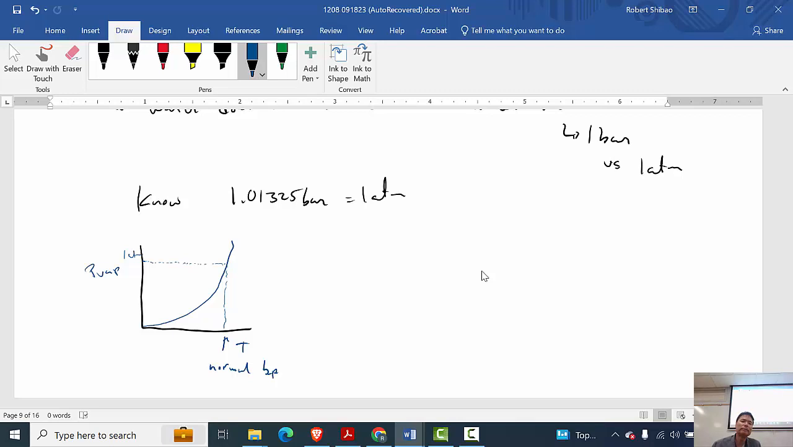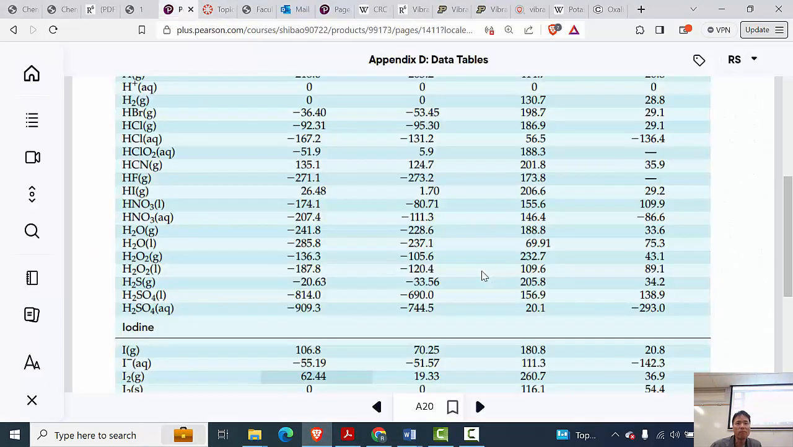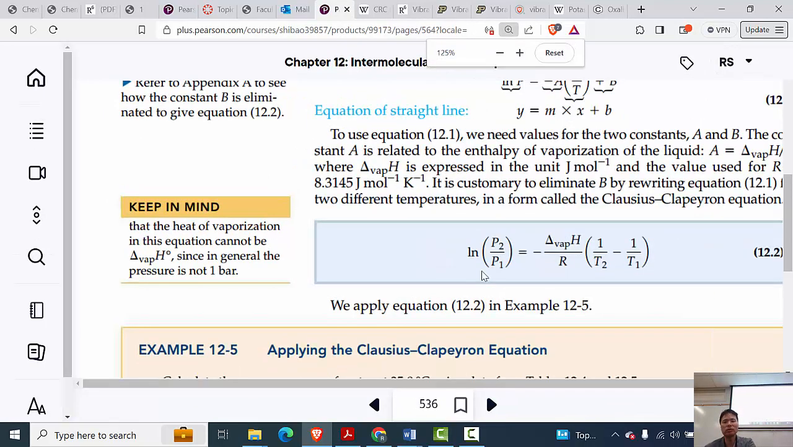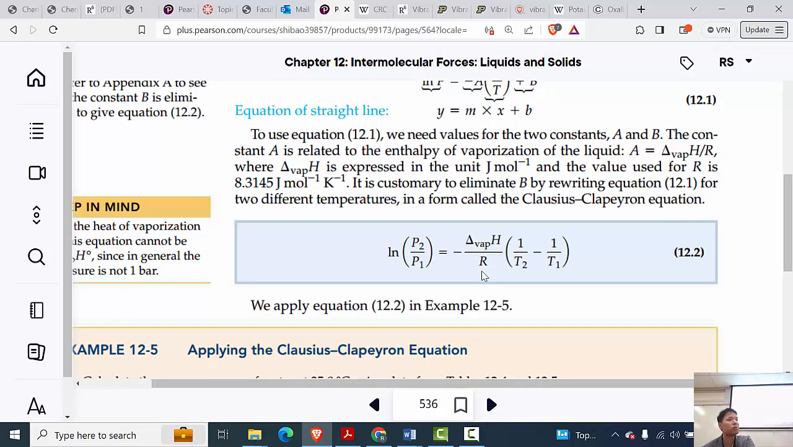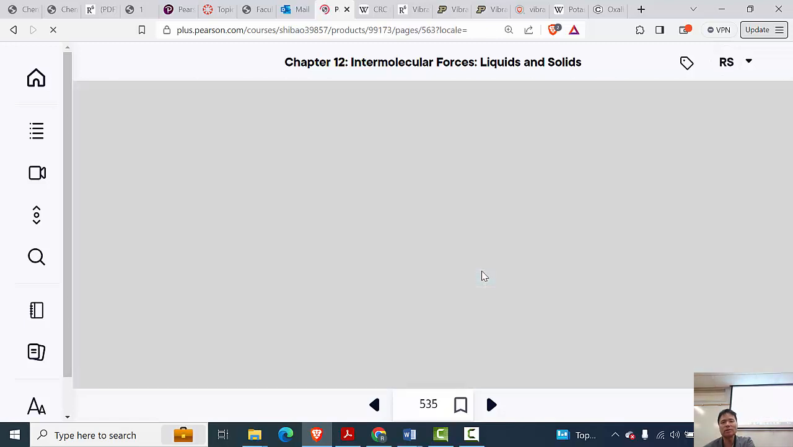And do you remember the equations for this curve? One of the equations is a very famous equation from chapter 12. Does this equation look familiar? Equation 12.2. This is one of the forms of the Clausius-Clapeyron equation.